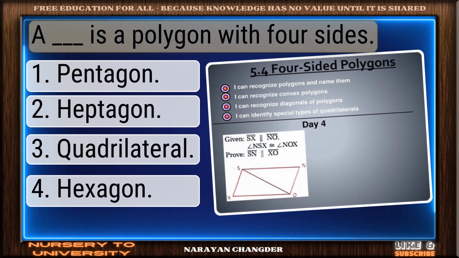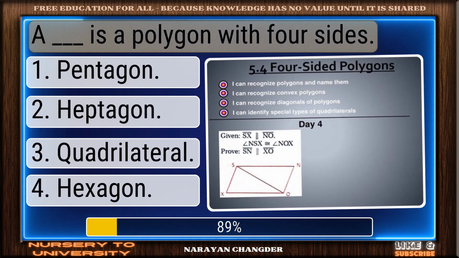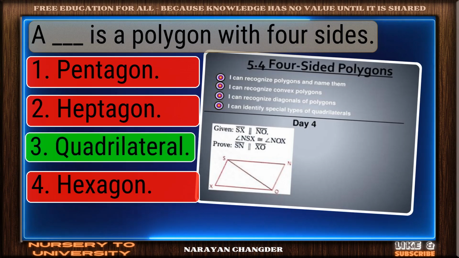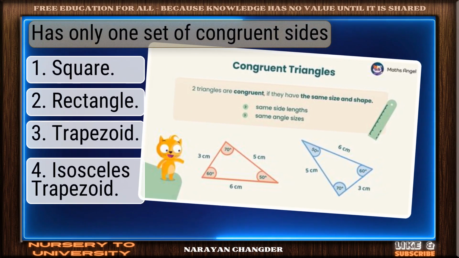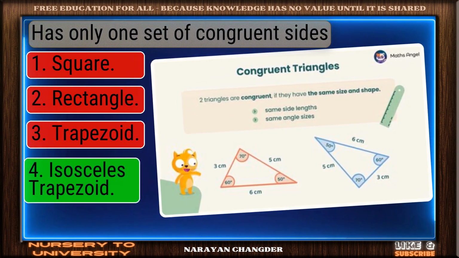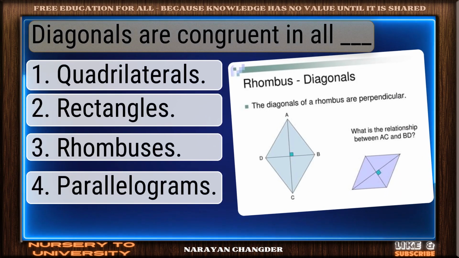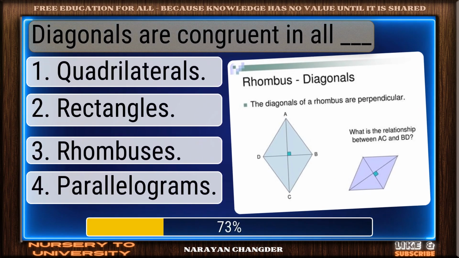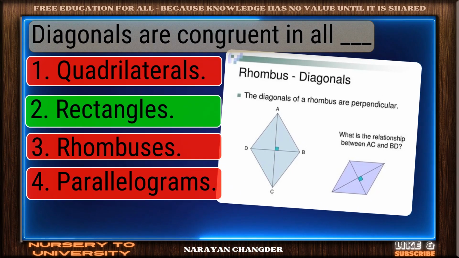Question number 110. A dash is a polygon with 4 sides. Smart move. Quadrilateral is an accurate answer. Question number 111, dash has only one set of congruent sides. Well done. Isosceles trapezoid is the right choice. Question number 112. Diagonals are congruent in all dash. Excellent. Rectangles is a brilliant choice.